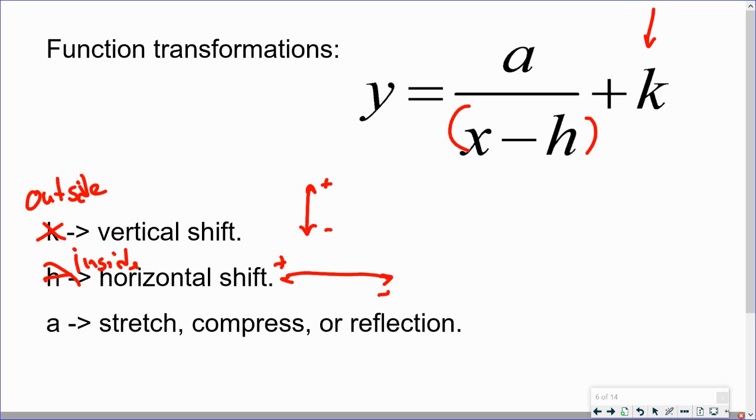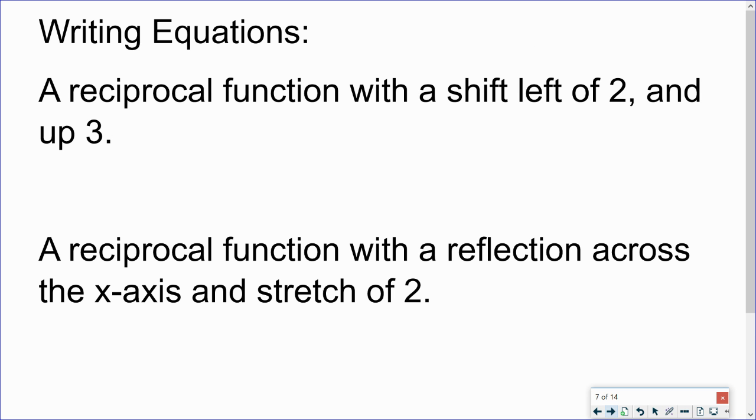And the A value, the number on top, tells me if it's a stretch or a compression. Basically, if it's a number bigger than 1 or a number less than 1, and then a reflection. So I want to say the reciprocal function, which is y equals 1 over x, and I've shifted to the left 2, up 3.